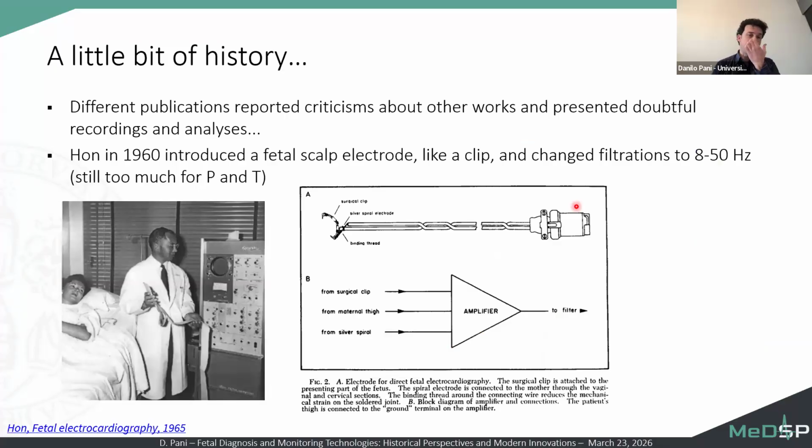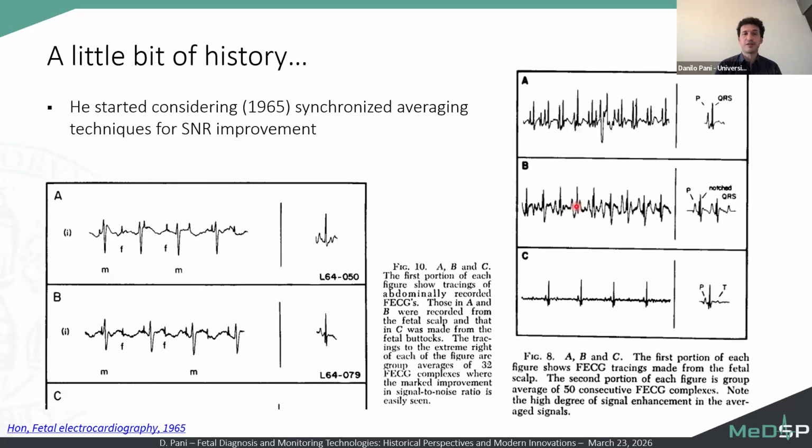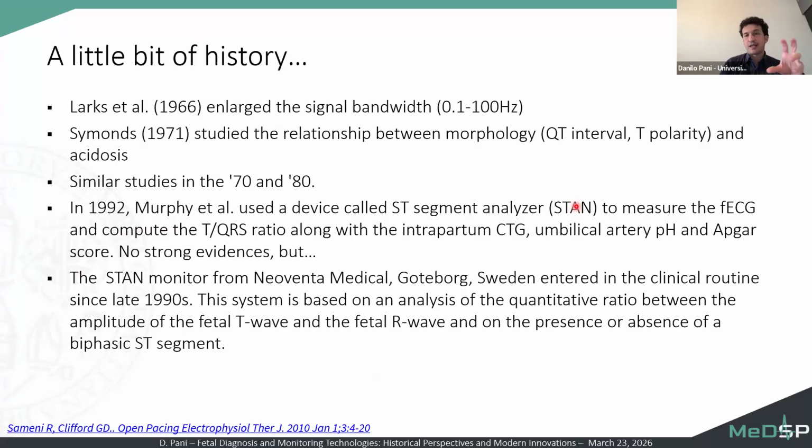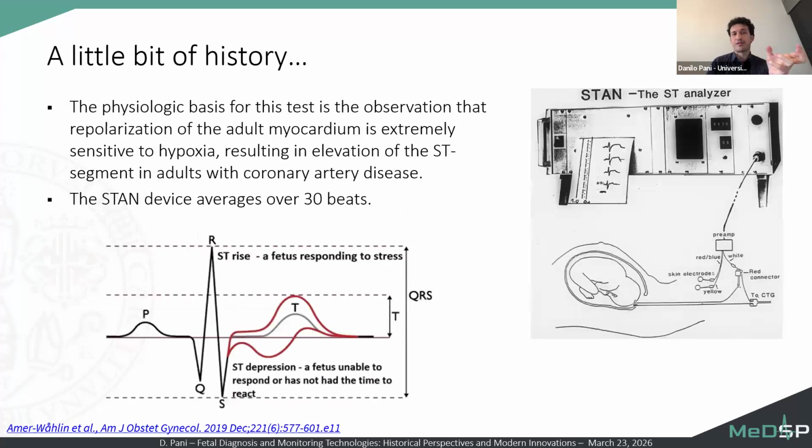In 1960, Hahn introduced the fetal scalp electrodes, changed the filtration to between 8 and 50 Hz, and introduced synchronized averaging to improve the signal-to-noise ratio. This technique, the fetal scalp electrode and the signal averaging, gave rise to the ST segment analyzer devices, the so-called STAN monitor, which today is still used in its evolutions, that monitored the ratio between the amplitude of the fetal T wave and the amplitude of the fetal R wave, and the presence of biphasic ST segments that on adults are associated with ischemia. So it was supposed to be related also to hypoxia in fetuses.